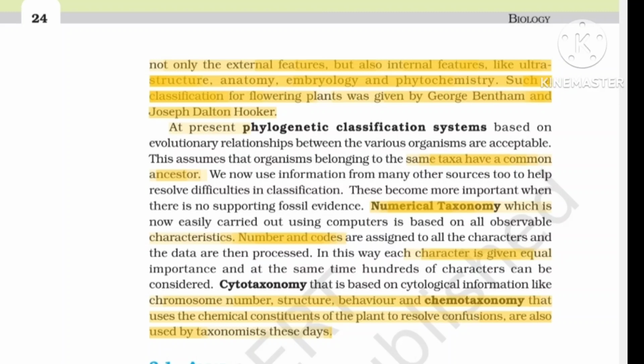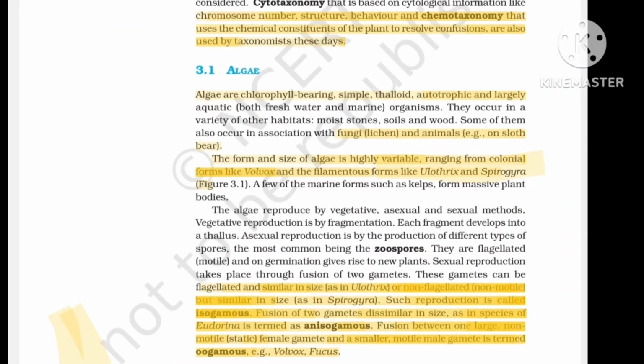And if we talk about chemotaxonomy, the chemical constituents of the plants are considered, and nowadays these are used by the taxonomists. Then let's talk about the algae.